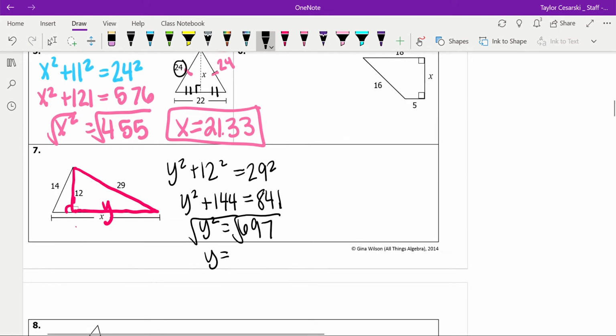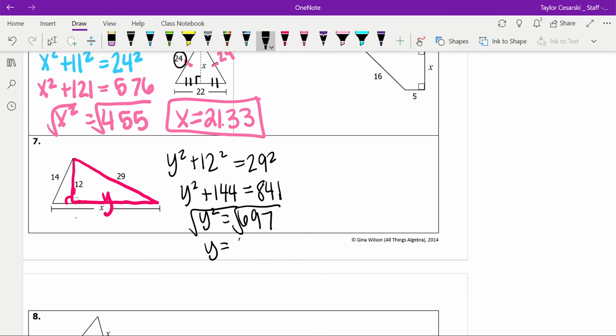So when you take the square root of both sides, you get 26.4. So that's going to be the base there. Okay. So now, remember, that's only going to be from this point on the bottom all the way over to the right. In order to find x, we need to find all the way from the end all the way over.